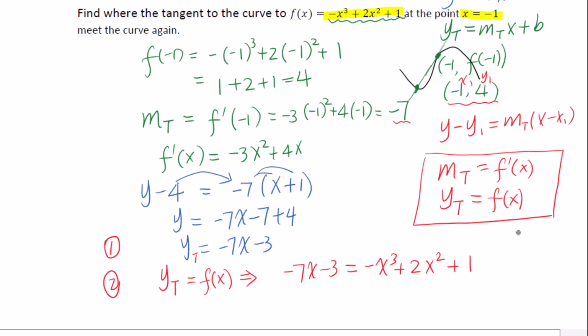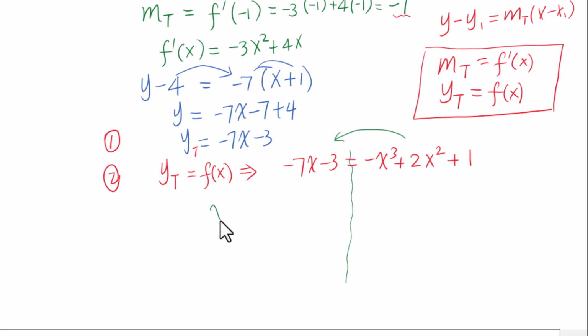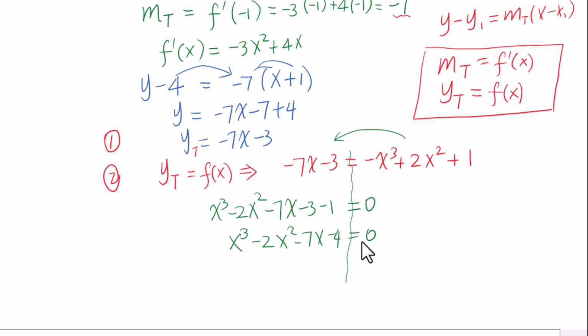We know this is a polynomial equation. Make it equal to 0. We want to make the leading coefficient positive. That's the reason we will move everything from the right side to the left side. That is x third power minus 2x squared minus 7x minus 3 minus 1 equals 0. Simplify: x third power minus 2x squared minus 7x minus 4 equals 0.